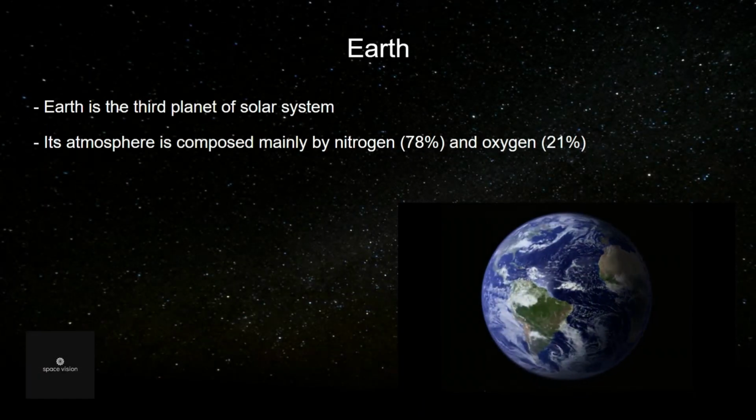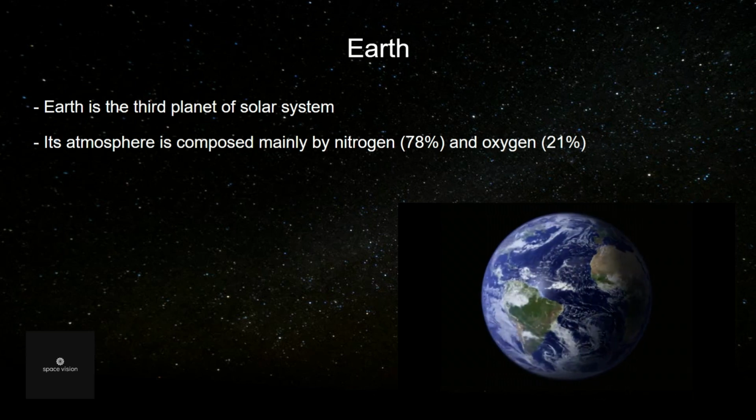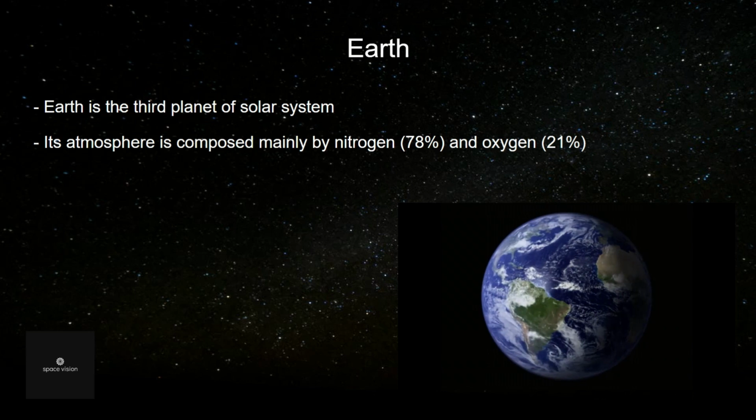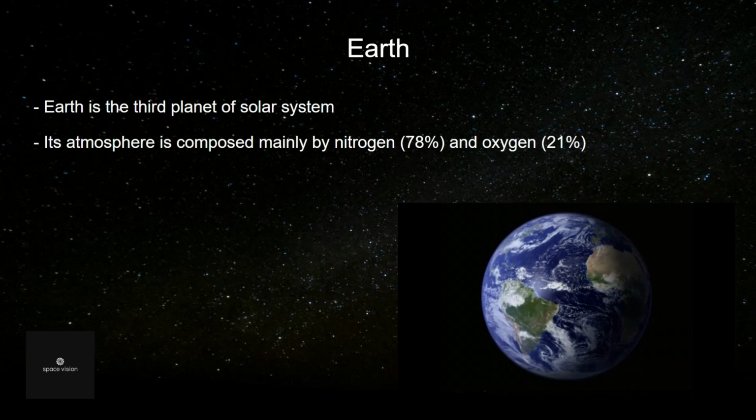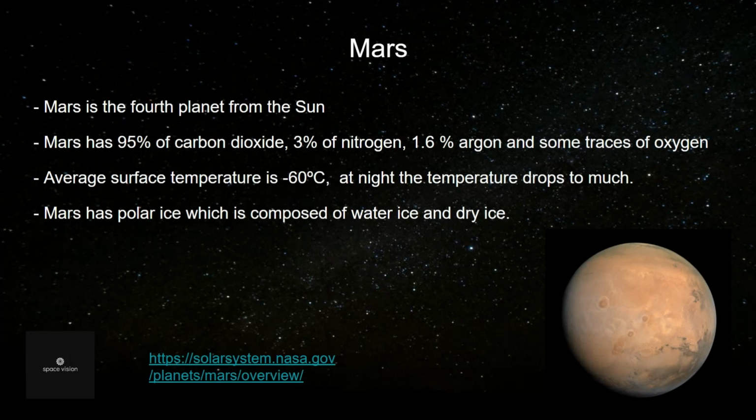And then we have got Earth, which is our planet, of course. Earth is the third planet of our solar system, and it's composed mainly of nitrogen and oxygen. We have 78% of nitrogen and 21% of oxygen, and this is a perfect condition where humans can live. And then comes Mars.